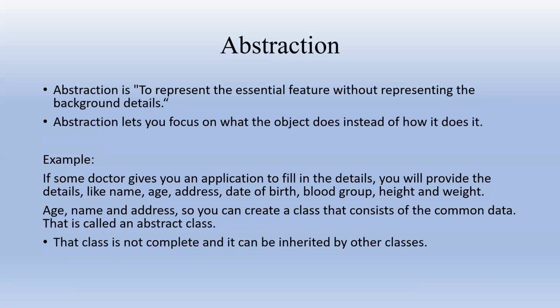So an abstract class is basically created when you want to inherit some common data into multiple child classes. Like in this example, you have multiple students. So you can have multiple child classes for each student, and you can have a common abstract class which will have common details for every student like age, name and address. And then you can inherit this abstract class into multiple child classes.